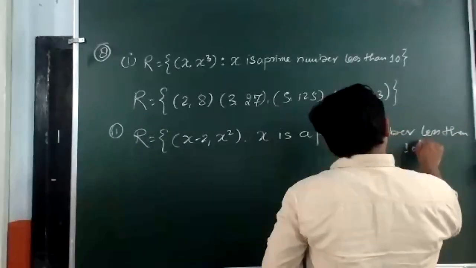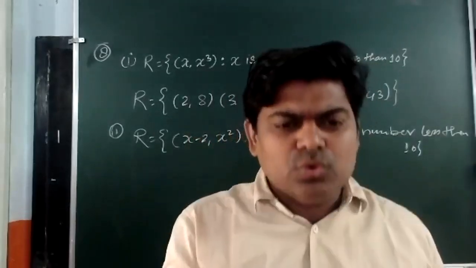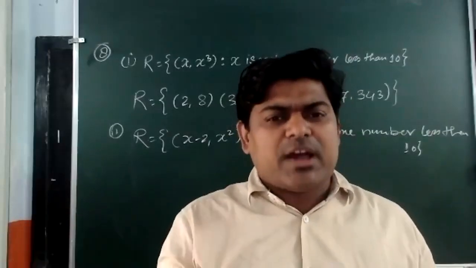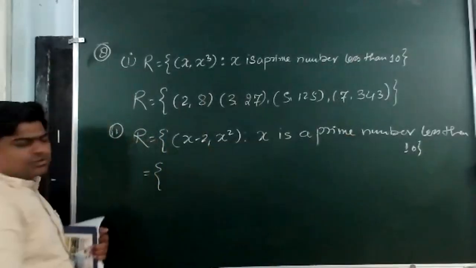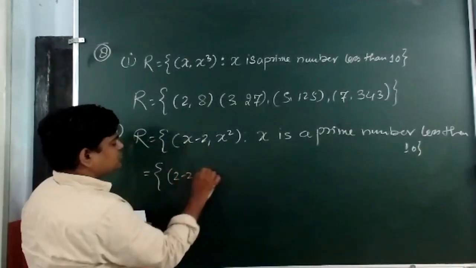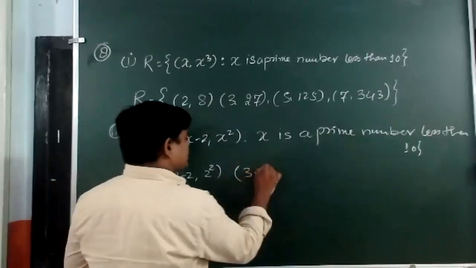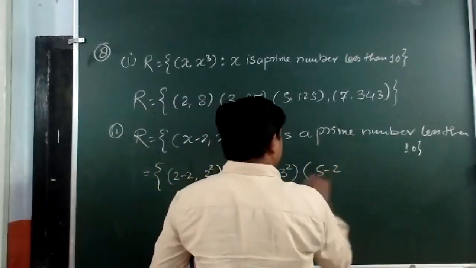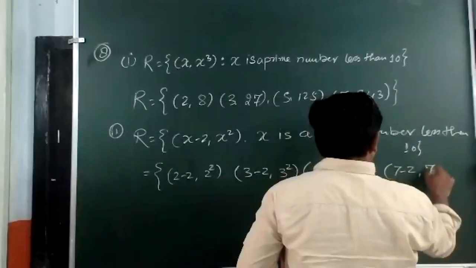Now again, we need not think about the prime numbers. We know that they are 2, 3, 5, 7. When I take x is equal to 2, it will be 2 minus 2 and 2 square. Am I correct? Then it is 3 minus 2, 3 square. Then 5 minus 2, 5 square. Then 7 minus 2 and 7 square.